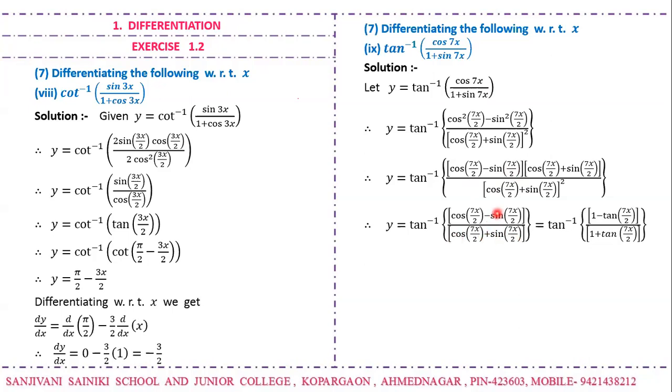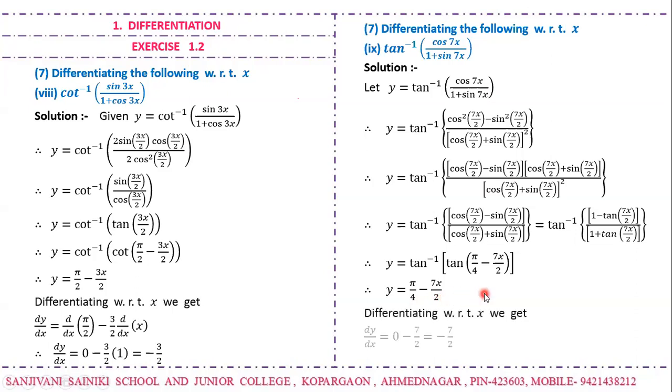Now in this, divide numerator and denominator by cos 7x by 2. After dividing, you get 1 minus tan 7x by 2 upon 1 plus tan 7x by 2. This is nothing but tan of pi by 4 minus 7x by 2. So again, tan inverse of tan x is x. Using that property, we get y is equal to pi by 4 minus 7x by 2. And we can differentiate this function with respect to x. We will get minus 7 by 2.